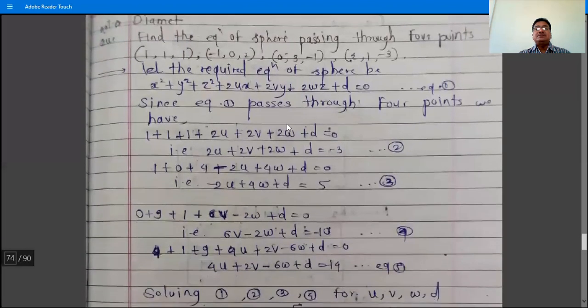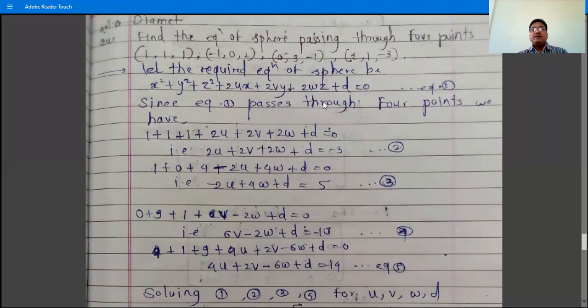Then the next example is: find the equation of the sphere passing through four points. The four points are given: (1, 1, 1), (-1, 0, 2), (0, 3, -1), (2, 1, -3). We have to find the equation of the sphere passing through these four points. Let the required equation of the sphere be x square plus y square plus z square plus 2ux plus 2vy plus 2wz plus d is equal to 0. Suppose this is equation number 1.